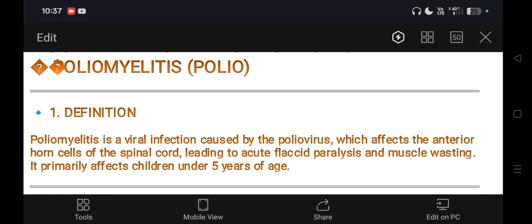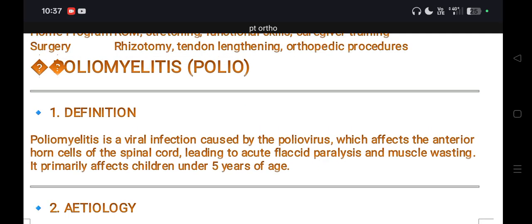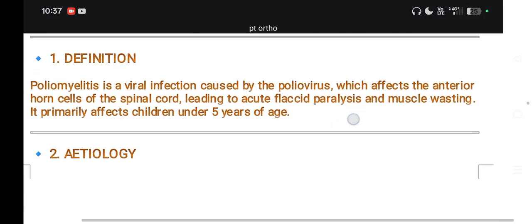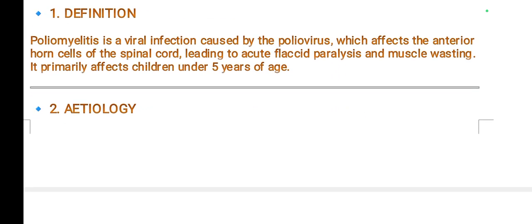In today's topic, we are going to discuss poliomyelitis, which is otherwise called polio. Definition: in this video, we are going to discuss only the orthopedic part and its PT management, that is, physiotherapy management. For the detailed video, please do leave a comment and I'll make the video for you.